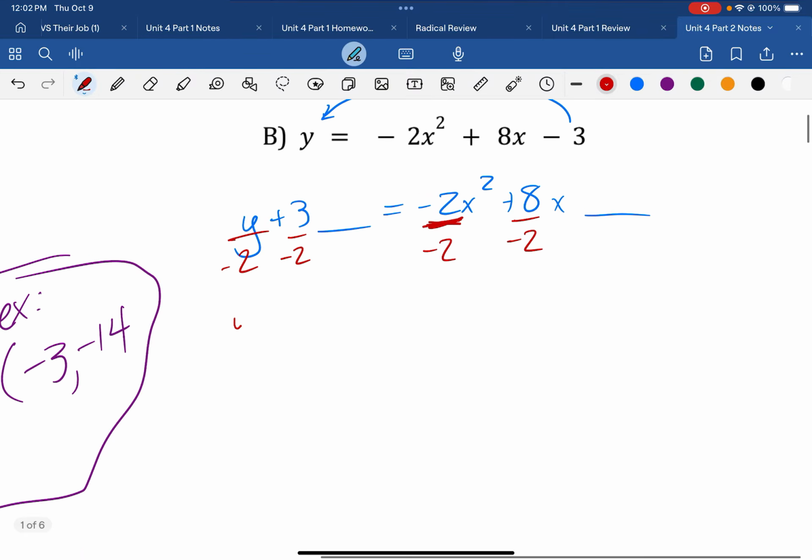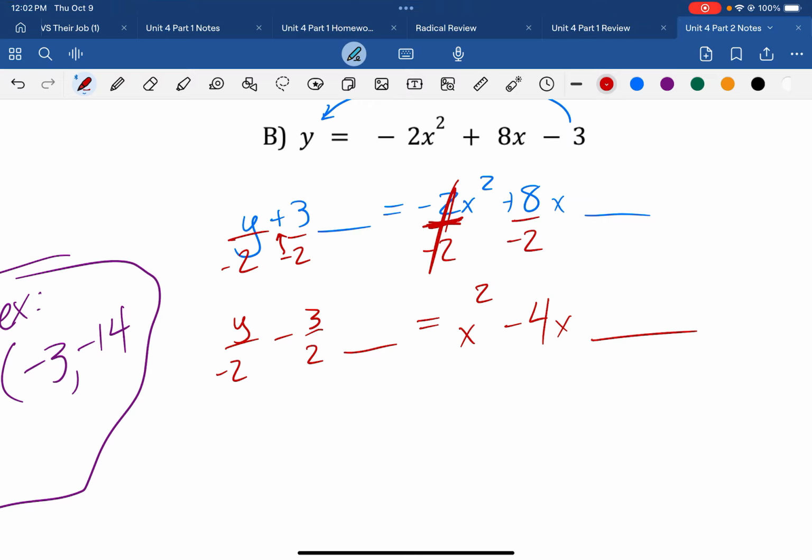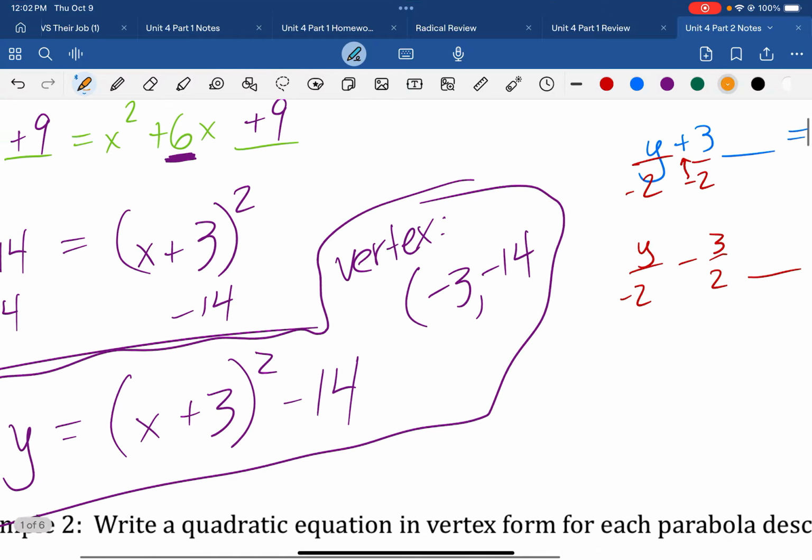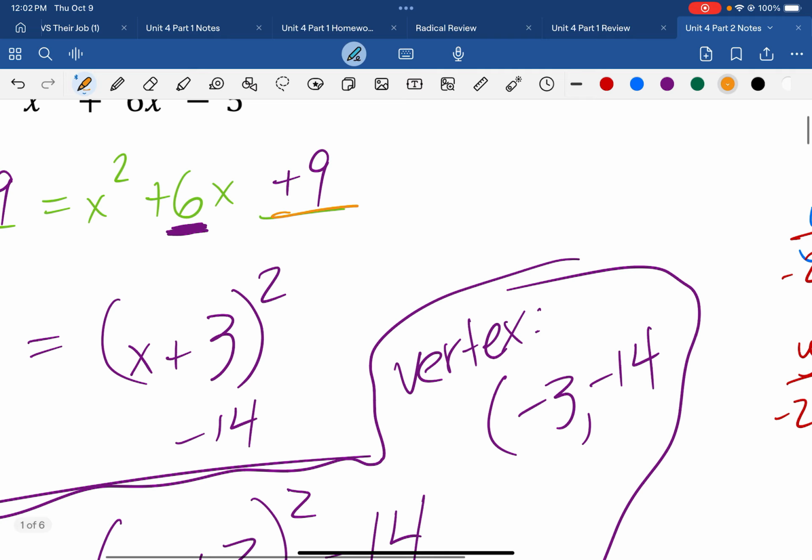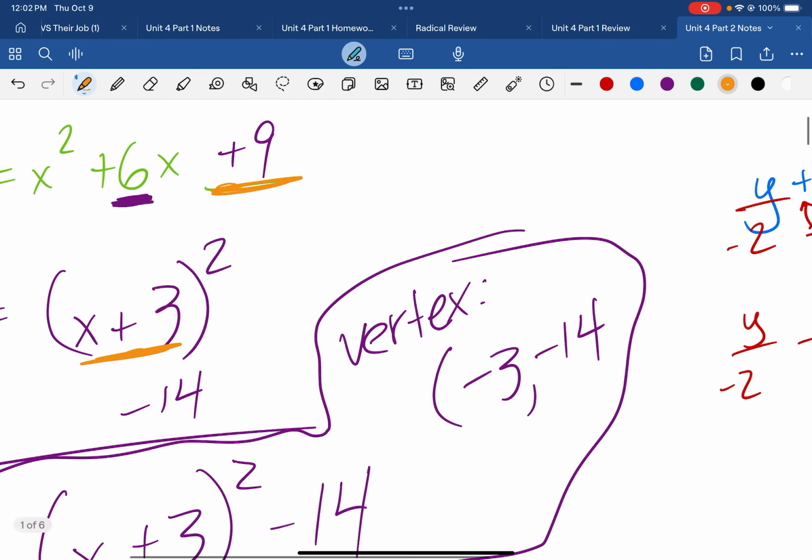So now it's y over -2 plus, actually, you know what? I'm going to put that minus right up there. So it's minus 3 over 2 blank equals, now these two cross out. That was the whole goal, x squared minus 4x blank. And now I'm going to follow the same kind of thing that I did over here to find this 9 and to find this x plus 3.